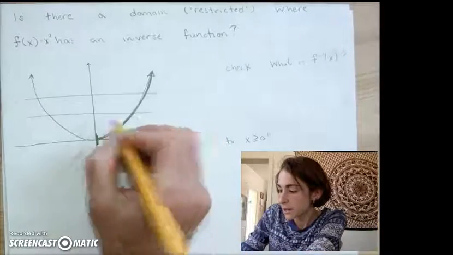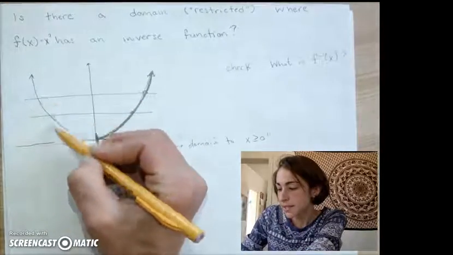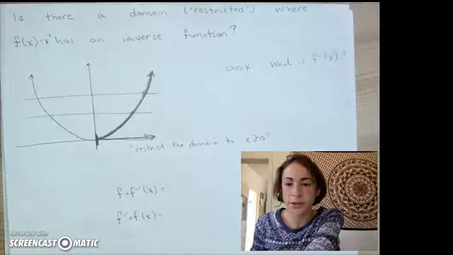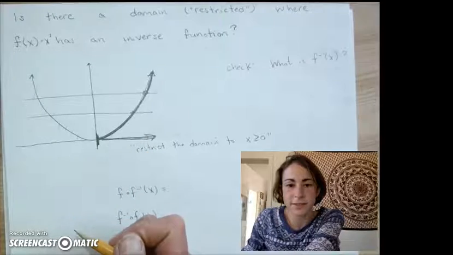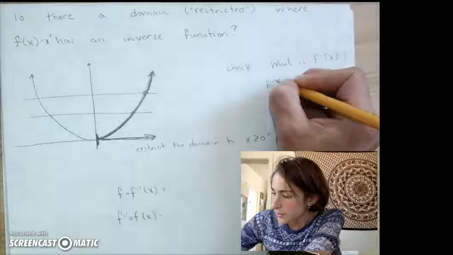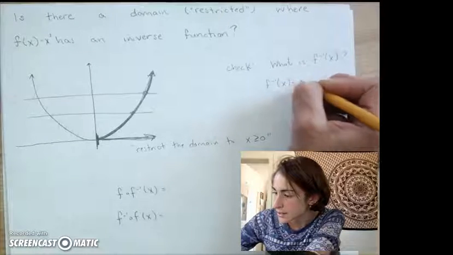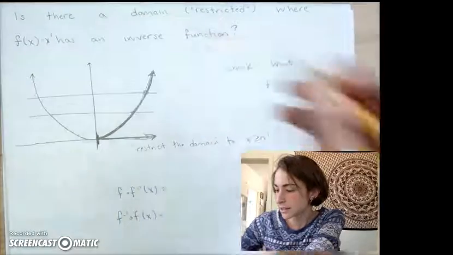And now if I draw a horizontal line, I'm only going to intersect in one place because the left half of the graph we're not including anymore, because we've restricted the domain to only positive x values. And in this case, we can figure out that f inverse of x is the square root of x, because square rooting undoes x squared.